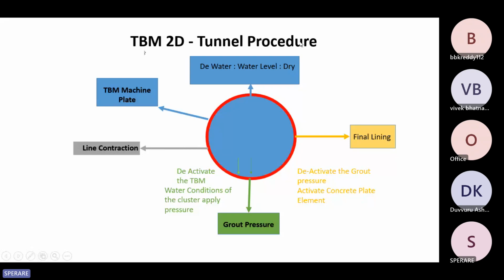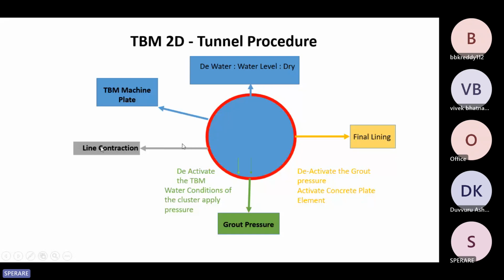As a first procedure, you select the soil and make sure the water level is in dry conditions. That means you are removing the water in that soil. Whatever the groundwater level conditions are, you need to remove the water; dewatering should happen. After that, you activate the tunnel boring machine, the one in red color, which we call plate elements. So you activate the tunnel boring machine as a plate element.